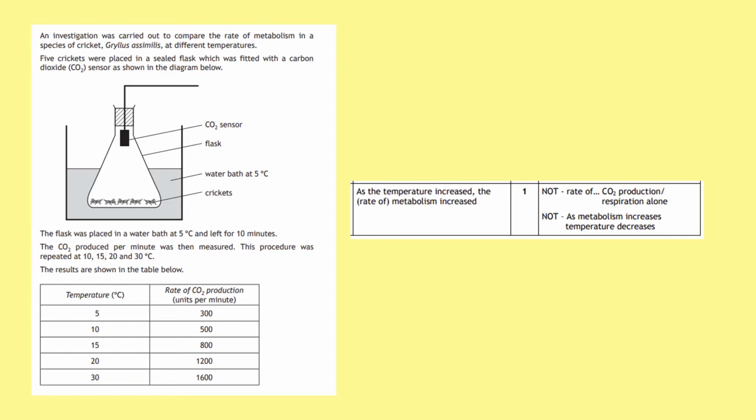So you can see at the top there, the examiner is not going to accept if you talk about how temperature affects the carbon dioxide production or respiration alone, because that's not what we're interested in. We're not interested in the carbon dioxide production. We're using that as a measure to inform us about metabolism. So remember what I said, you could use that statement as long as you also talked about metabolism as well, but on its own it's not going to be acceptable. And then at the bottom as well, quite clearly, you can't say as metabolism increases, the temperature decreases, because the results don't even show that.